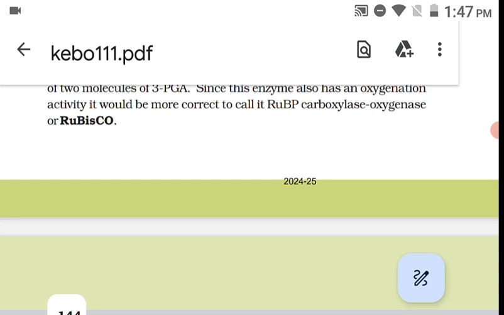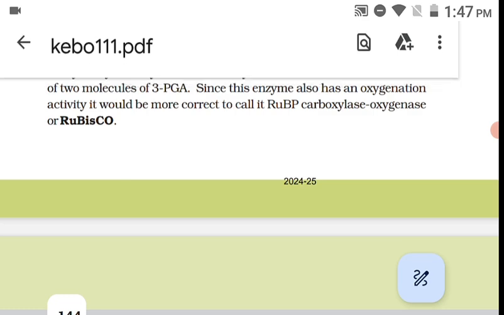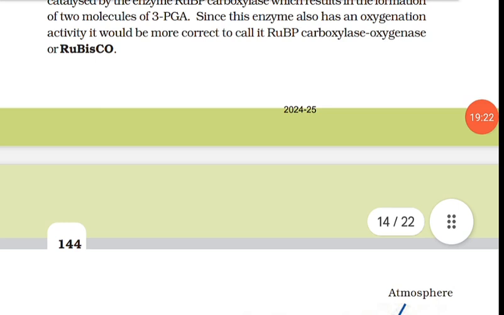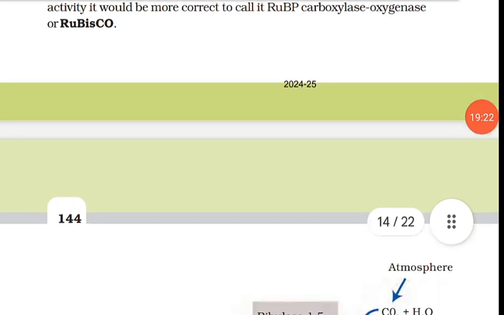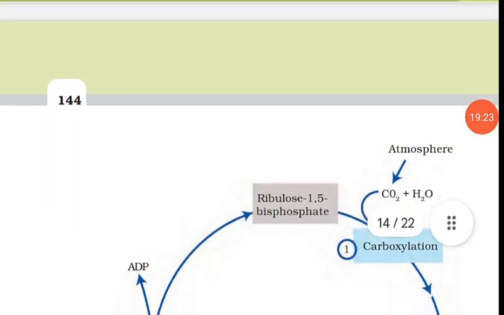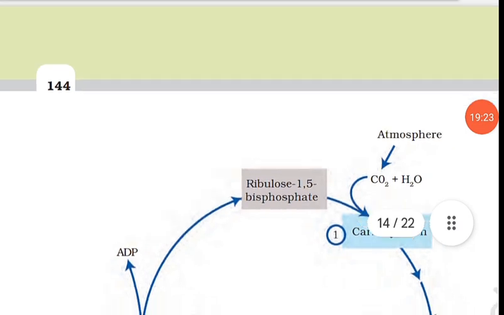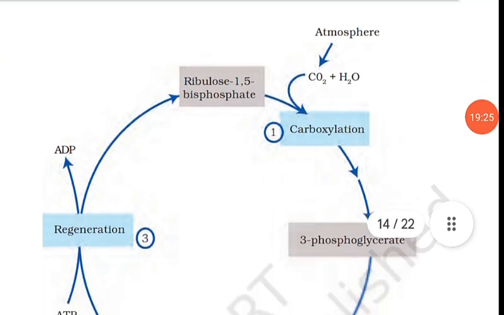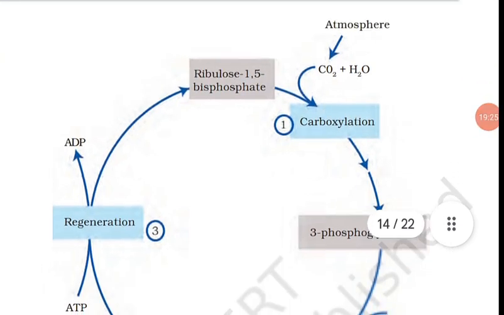which enzyme? RuBP carboxylase. Write it down in your mind: RuBP carboxylase, which results in the formation of two molecules of 3-PGA. Since this enzyme also has an oxygenation activity, it would be more correct to call it RuBP carboxylase oxygenase or Rubisco. What is the full name of Rubisco? RuBP carboxylase oxygenase. You can also call it Rubisco, okay.